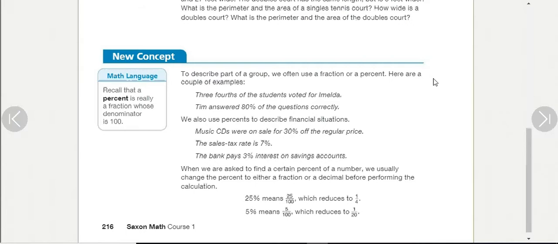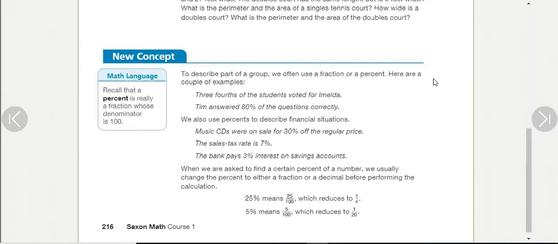What if we describe part of a group? It could be a fraction or a percent, right? 3/4 of the students voted for Imelda. Or you could talk about Tim answering 80% of the questions right. We could have done either of those the other way. There are different ways to talk about parts of a whole.